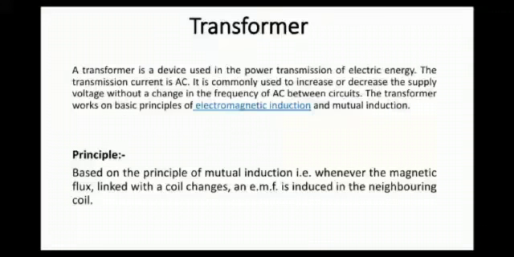Now, what is a transformer? A transformer is a device used in power transmission of electrical energy. The transmission current is AC. It is commonly used to increase or decrease the supply voltage without a change in the frequency of AC between the circuits. The transformer works on the basic principle of electromagnetic induction and mutual induction. That is, whenever the magnetic flux linked with a coil changes, an EMF is induced in the neighboring coil.